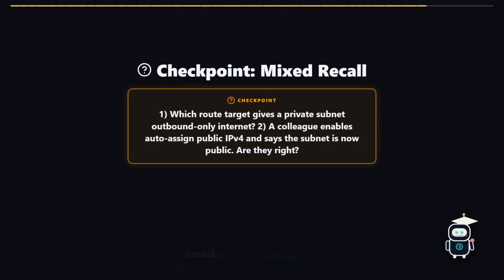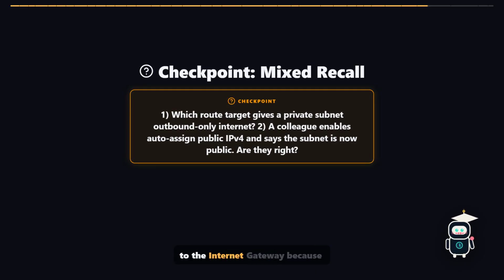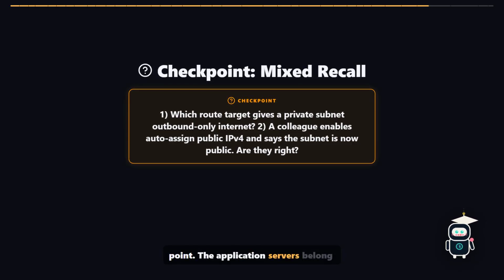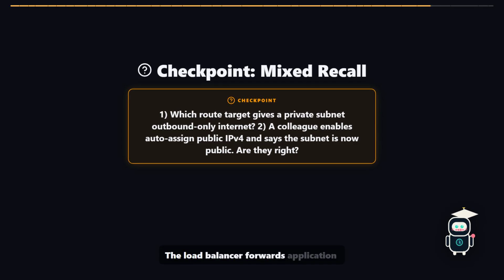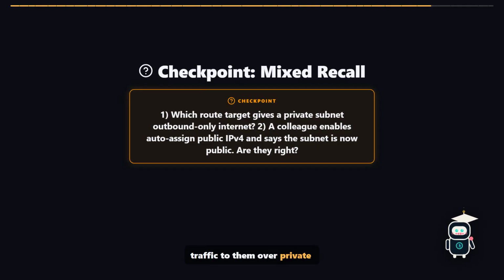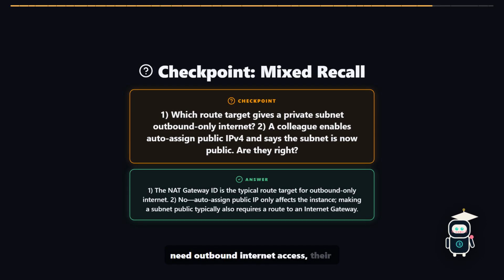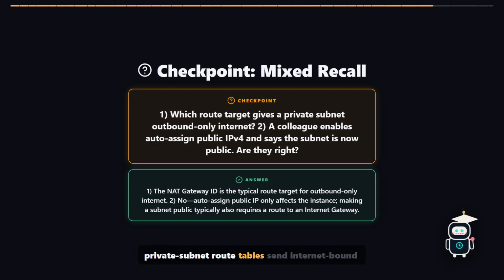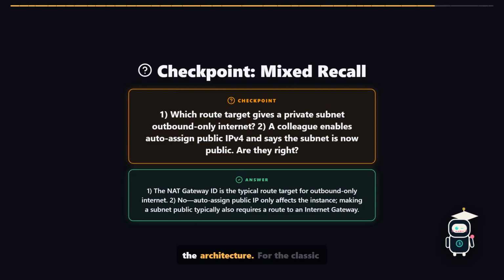Start with the application load balancer. It belongs in public subnets with a path to the internet gateway because it is the public entry point. The application servers belong in private subnets. Users do not connect directly to them. The load balancer forwards application traffic to them over private networking. When those application servers need outbound internet access, their private subnet route tables send internet-bound traffic to a public NAT gateway, or to a regional NAT gateway when that model fits the architecture.